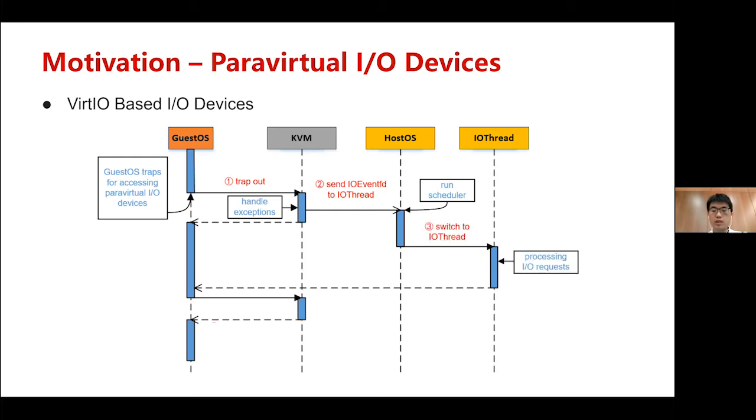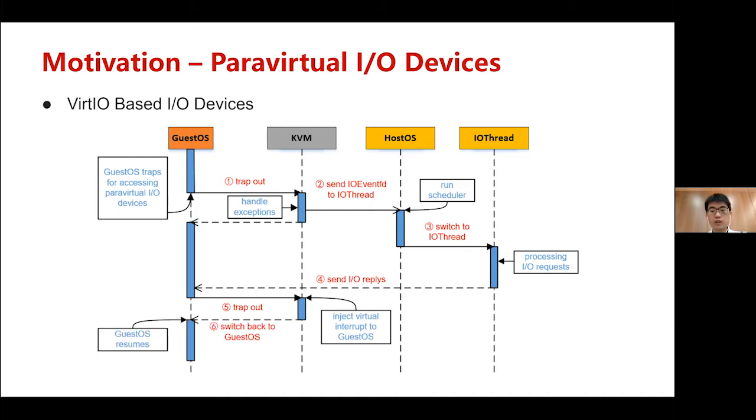After the processing, the I/O thread sends an interrupt back to the guest to notify the completion of the I/O request. The guest traps out again to get the interrupt injected. Of course, this can be optimized by the posted interrupt mechanism, but when the guest sends an I/O request, the overheads caused by guest trapping cannot be avoided.